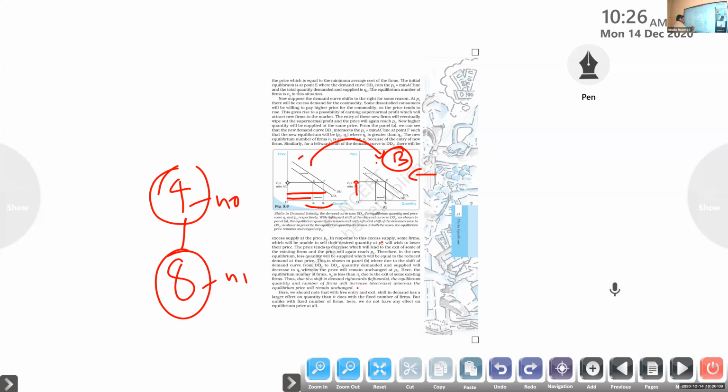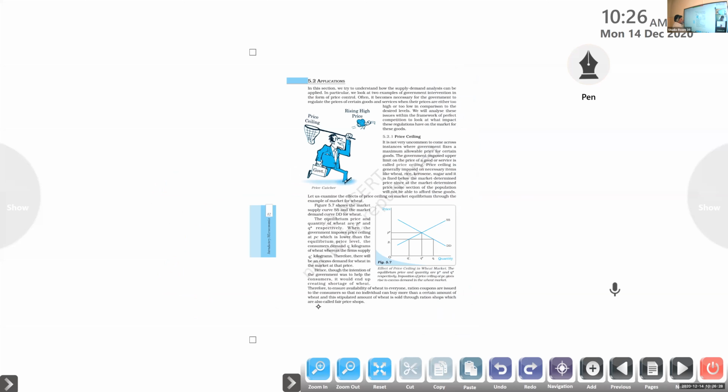Here we should note that with free entry and exit, a shift in demand has a larger effect on the quantity than it does with a fixed number of firms. But unlike with a fixed number of firms, here we do not have any effect on the equilibrium price at all, because free entry and exit is there. Anytime they can enter the market, and at the same time they can exit from the market also. Hope these ideas are clear.